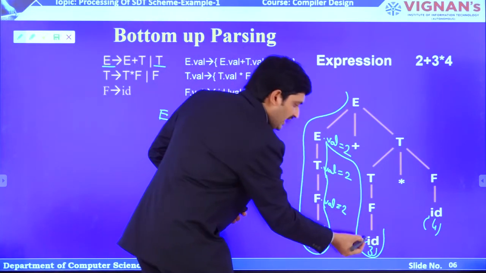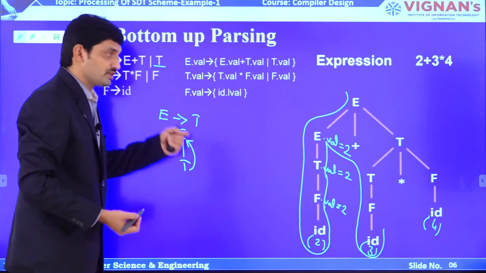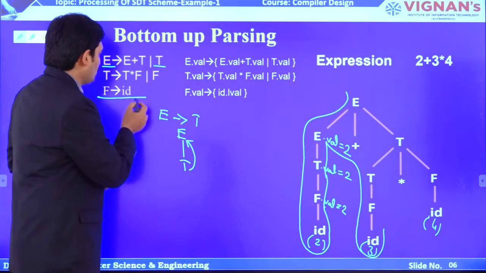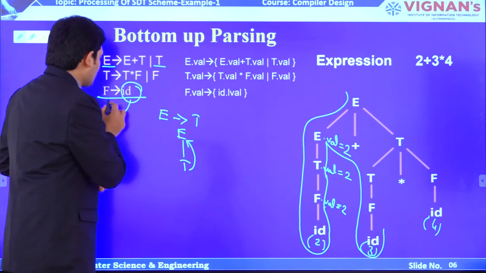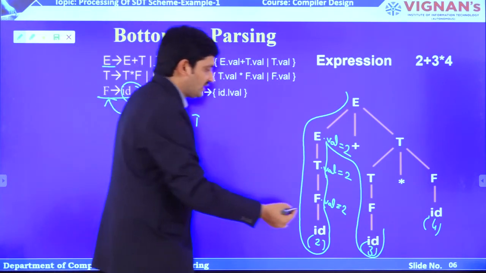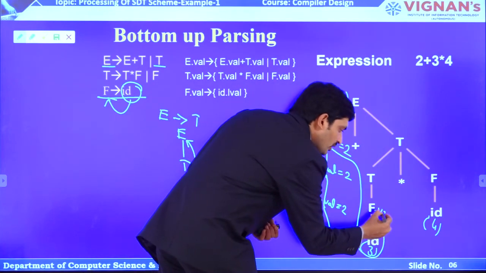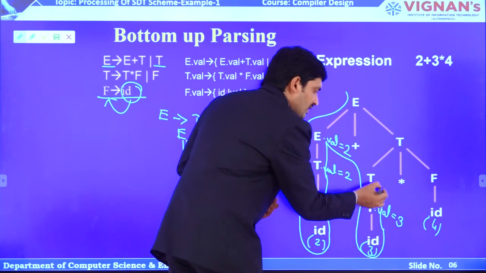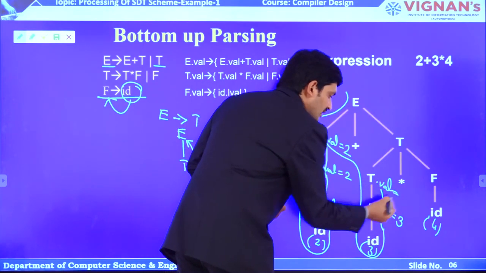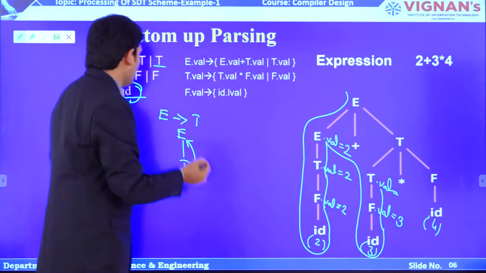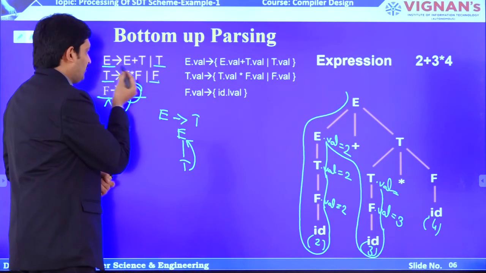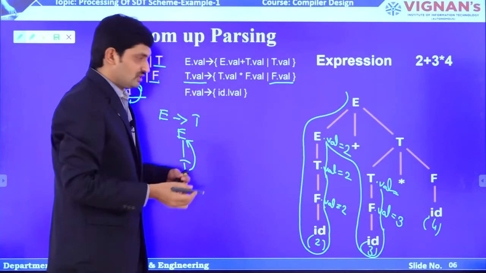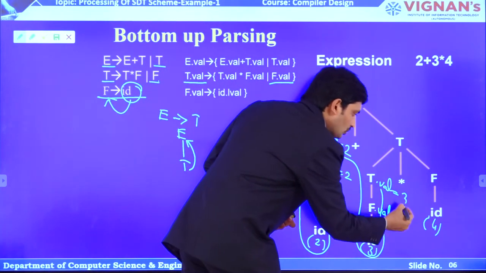So come to here, again ID is reduced to F. So here there is the production F tends to ID. So the ID value is to be assigned to capital F. So here the ID value is 3. So we are going to pass the ID value to F as 3. Then come to here, now F is reduced to T, already we saw that production, when F is reduced to T, so the F value is assigned to T. So here T value equal to 3.